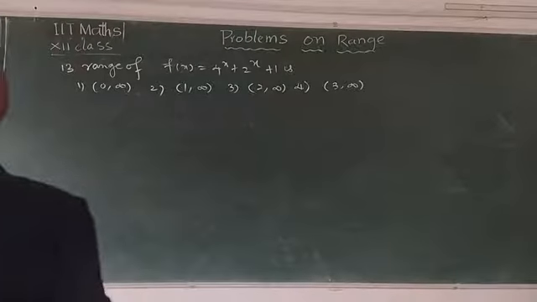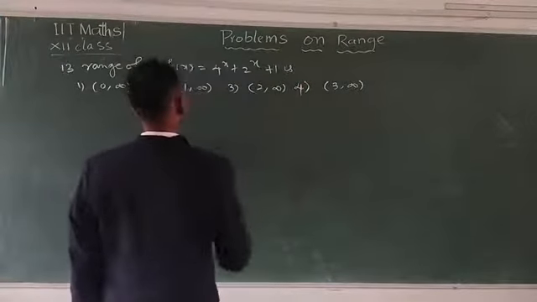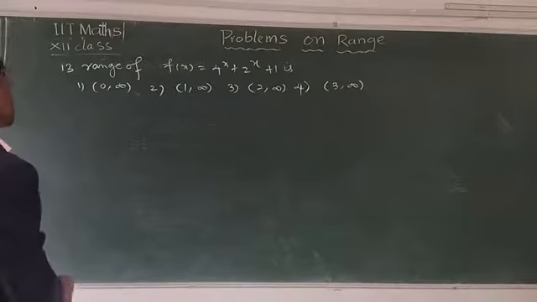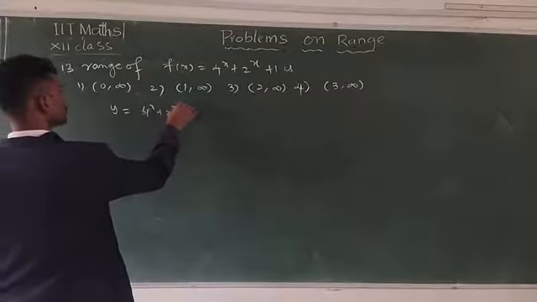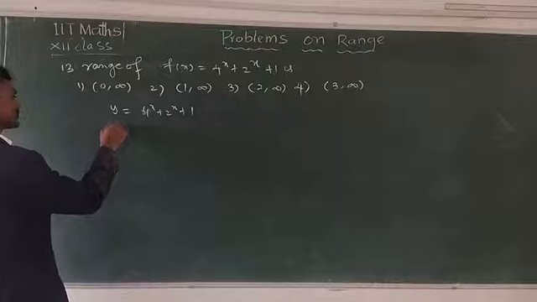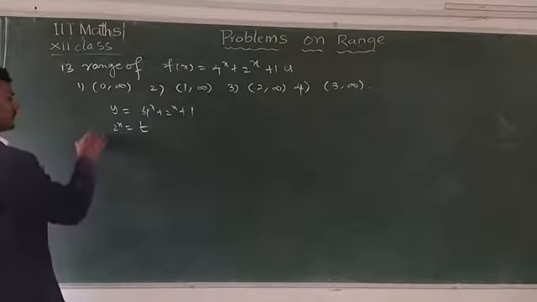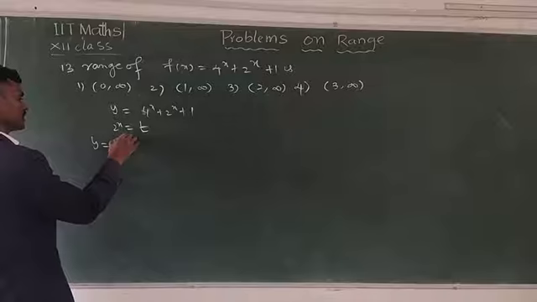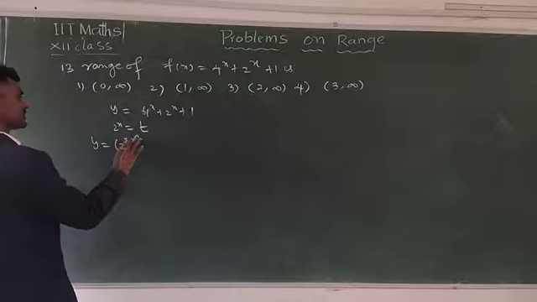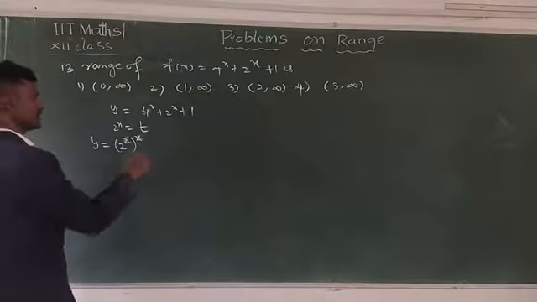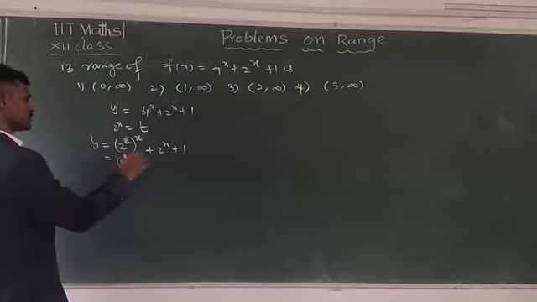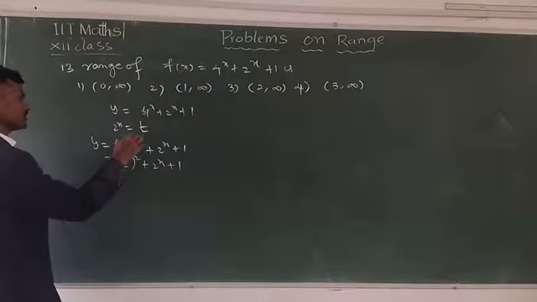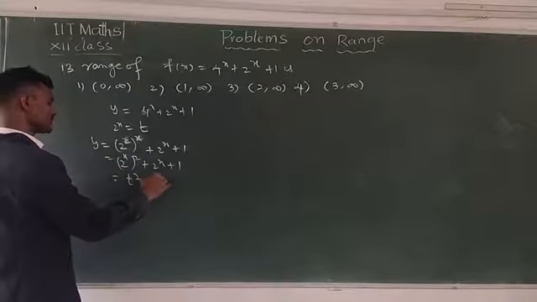Okay, next problem, the 13th one: range of f(x) = 4^x + 2^(x+1). Here y = 4^x + 2^(x+1), as given. Now I will take 2^x = t. Then y = (2^2)^x + 2^x + 1, which is (2^x)^2 + 2^x + 1, using (a^m)^n. So y = t^2 + t + 1.